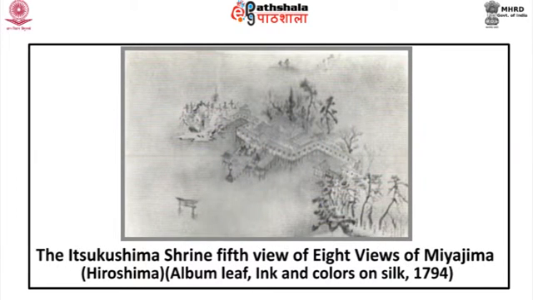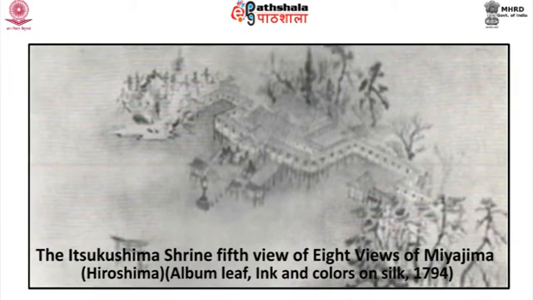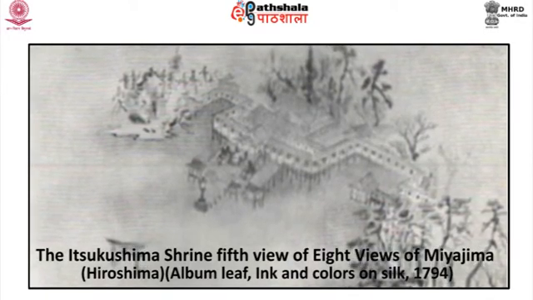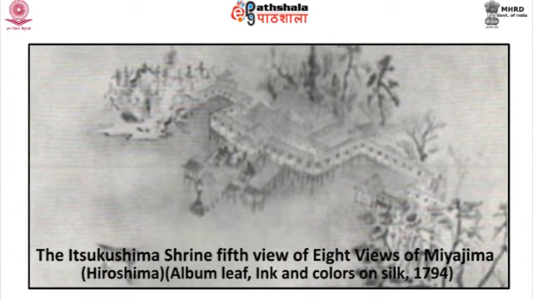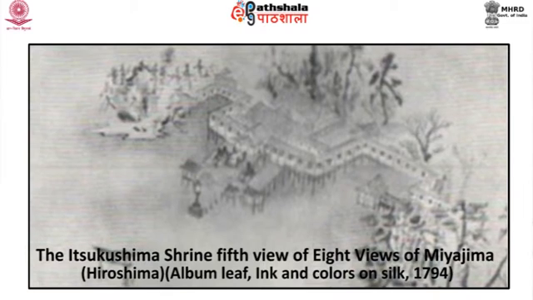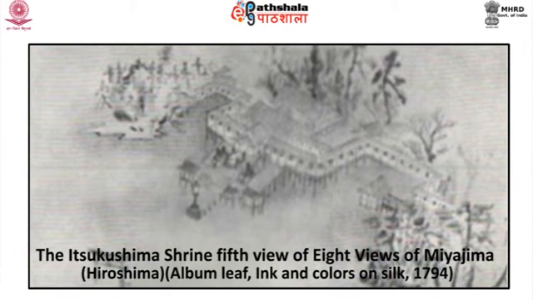The Itsukushima Shrine, 5th view of 8 views of Miyajima, Hiroshima. It is an album leaf, ink and colors on silk, dated to 1794. It is a bird's eye view rendered deftly in ink, sometimes very fine and dry, sometimes wet and diffused.